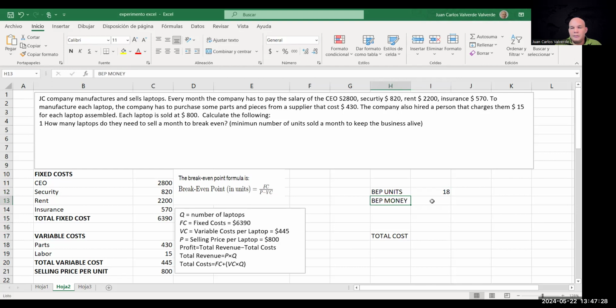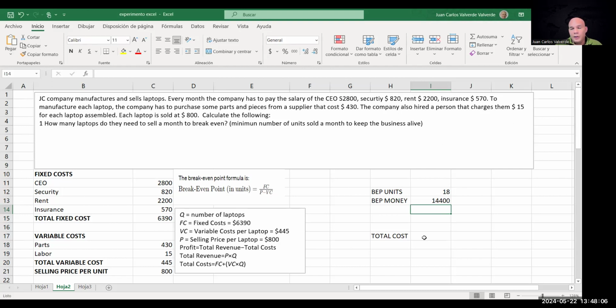Now let's talk about money. You need to multiply the break-even units times the price. So that means that the company needs to have a revenue of $14,400 every month in order to cover all the costs, all the expenses. So what will happen if you start selling 19 laptops? Then you start making profit. But if you sell 17, then you're losing money.